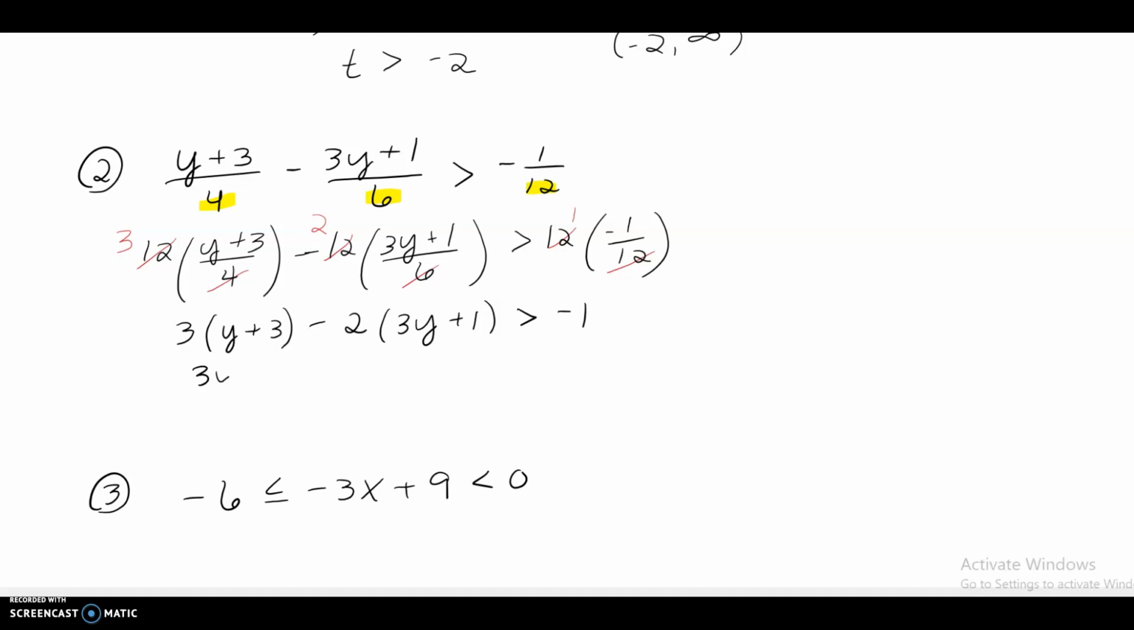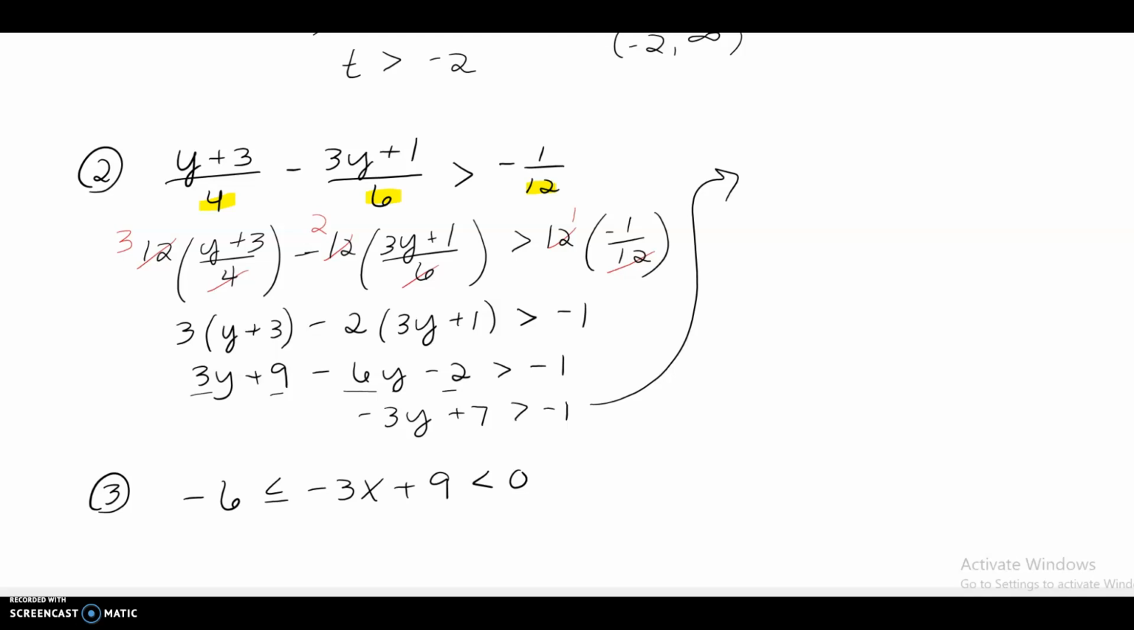So I'll have 3y plus 9 minus 6y minus 2. Okay, and then combine like terms. I have like terms here and here, so that's going to be negative 3y. Combine like terms here and here, that's going to be 7. Okay, I'm going to come up here to continue.